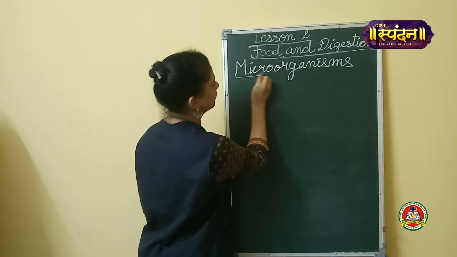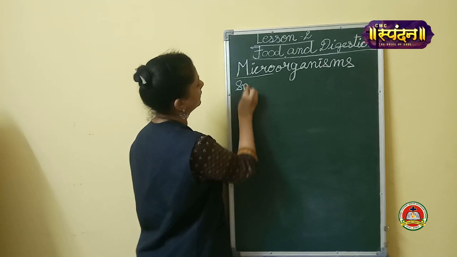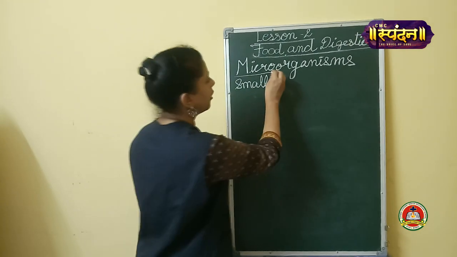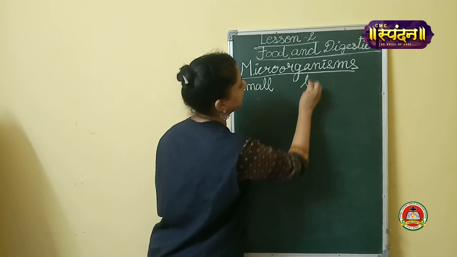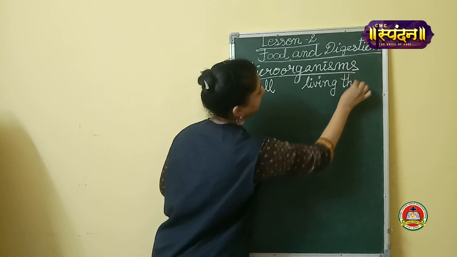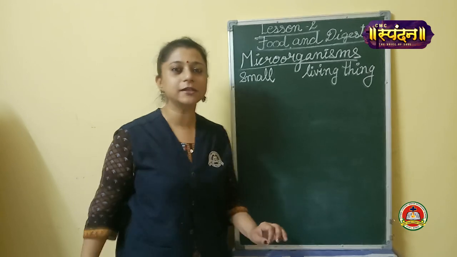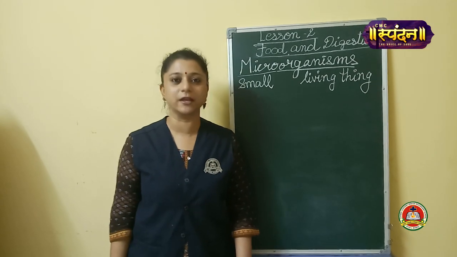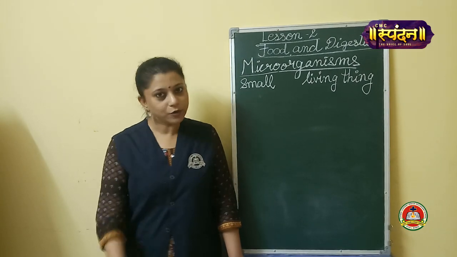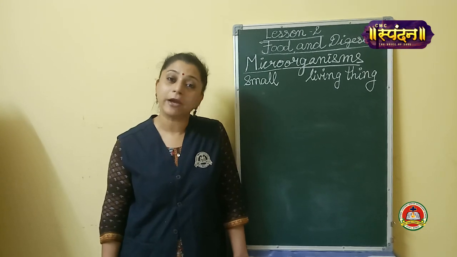The word micro means very small. Something that is very small is called micro. And organism means a living thing. So, microorganisms are very tiny or very small living things which we cannot see with our naked eyes. In order to see microorganisms, we need a special instrument called a microscope.